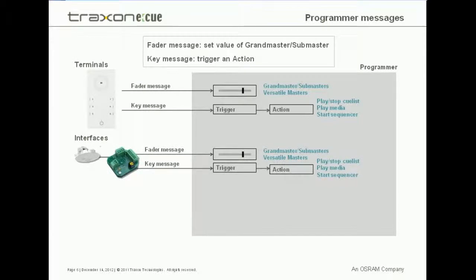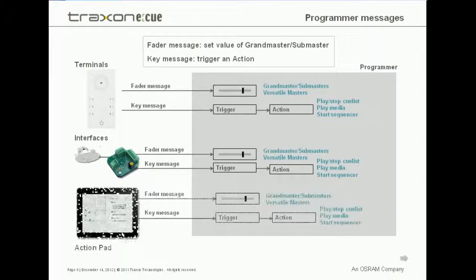When pressing a button on the user terminals, a key message is created which triggers an action. Other interfaces also create fader messages and key messages, for example the eBus input module. A key message would be closing or opening a dry contact, and a fader message would be created from, for example, the lighting sensor. And also the action pad works with fader messages and key messages.